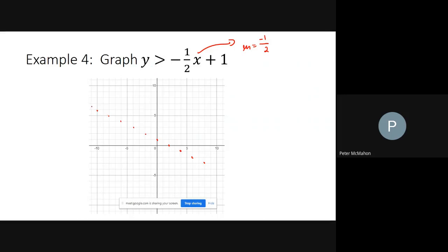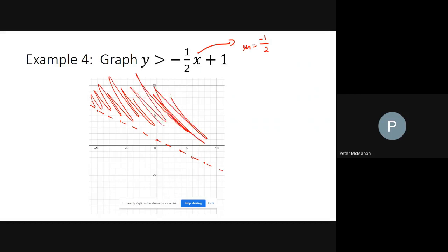So if I wanted points that are equal to this line, I'd be filling in this line. But if I do a dashed line instead, what this means is that this is a boundary line that we are not including as part of our graph. If I want y is greater, that means I'm going to be shading in above this line like this.